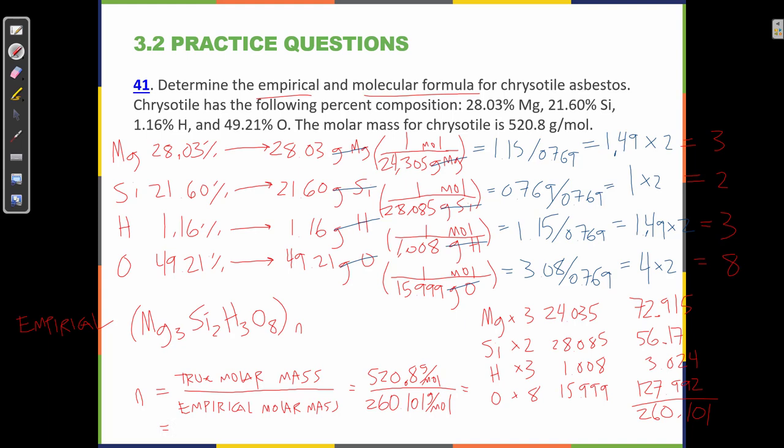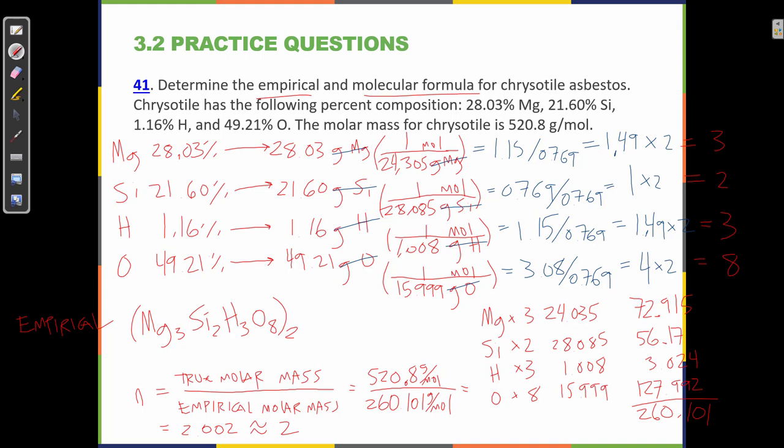2.002, which should be a whole number. So we round to 2. N should always be a whole number. So now we know what N is. N is 2. So we'll erase N over here. We'll add a 2 over here.